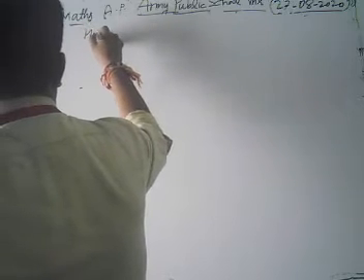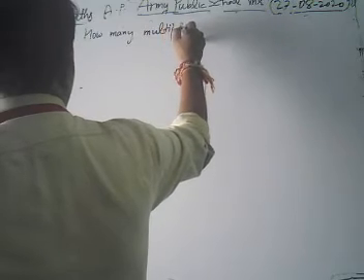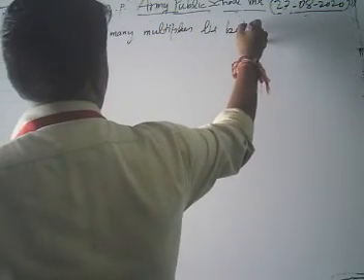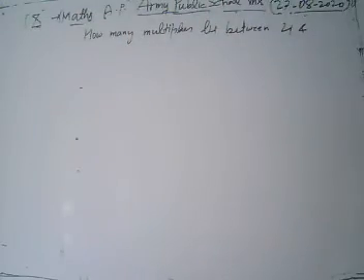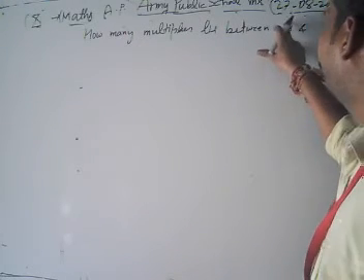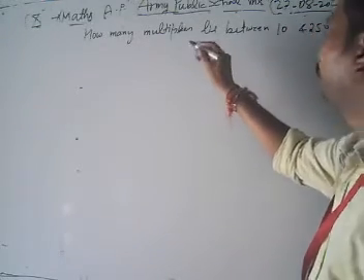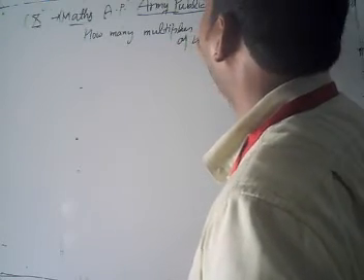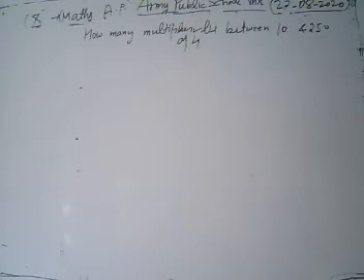We have to find out how many multiples of 4 lie between 10 and 250. We have to find out the multiples of 4 that lie between 10 and 250.